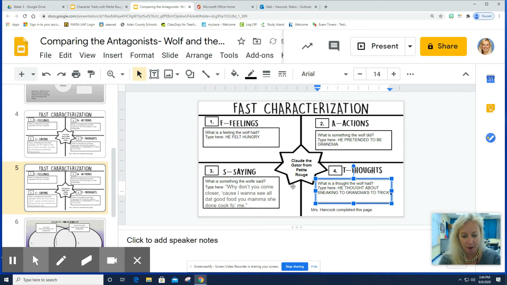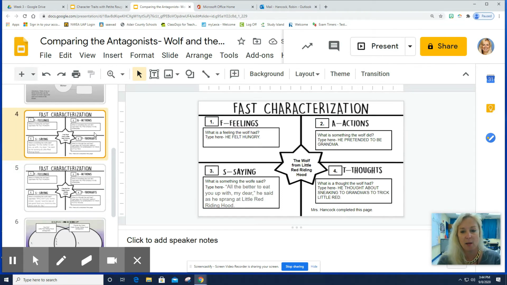But you kind of caught me there, because basically if you look at both of these character descriptions, you see that Claude and the wolf had a lot in common. In fact, their feelings, actions, and thoughts were exactly the same. Because if you'll notice, 1, 2, and 4 on this page are exactly the same as 1, 2, and 4 on Claude the Gator's page.